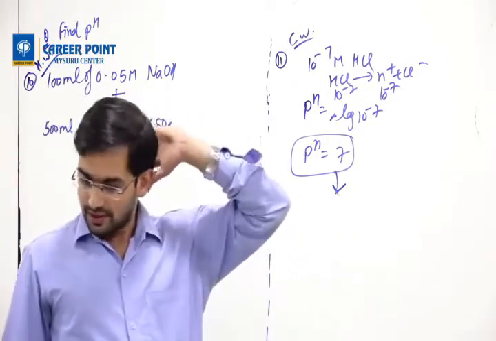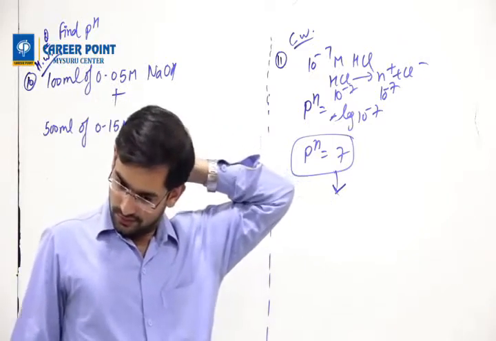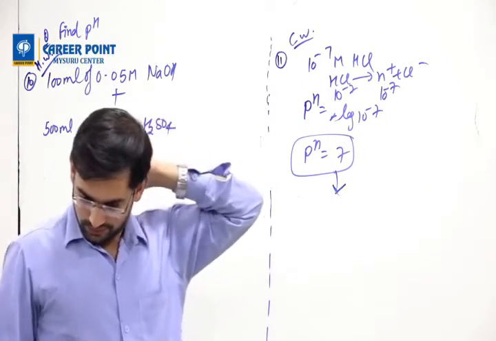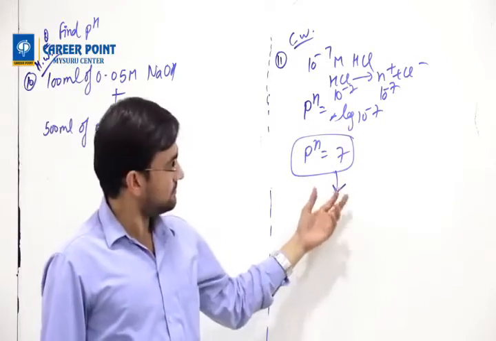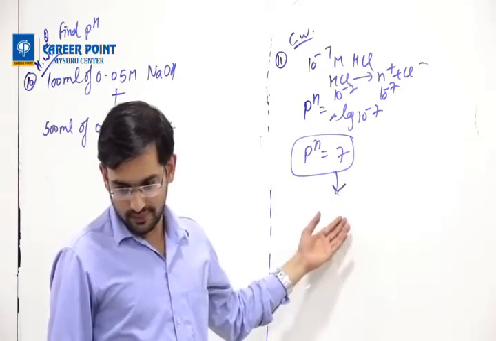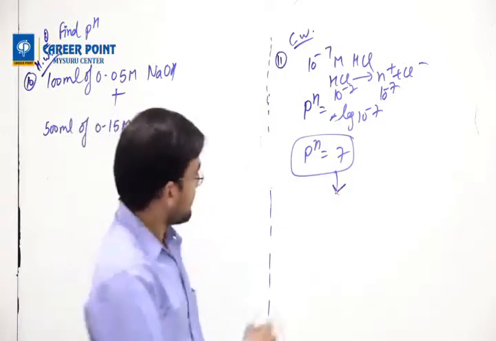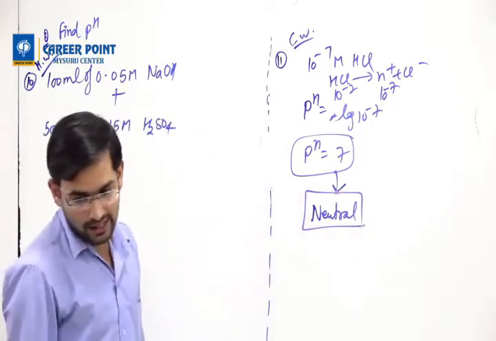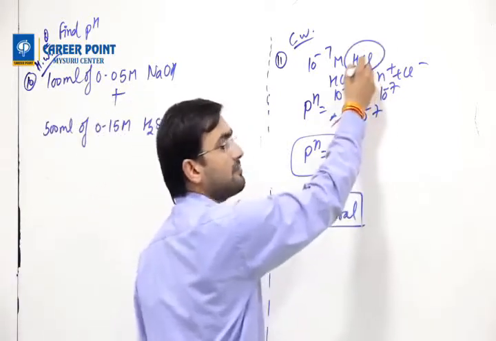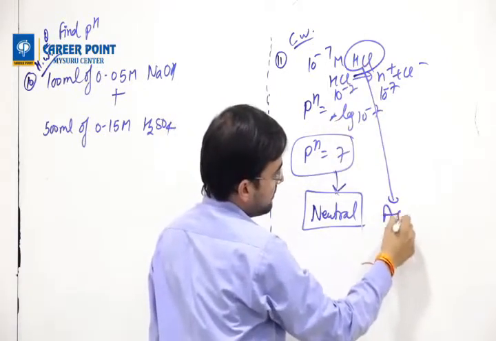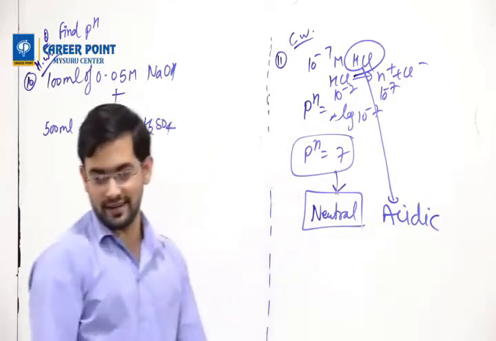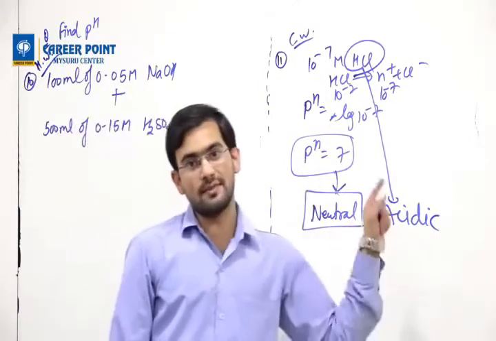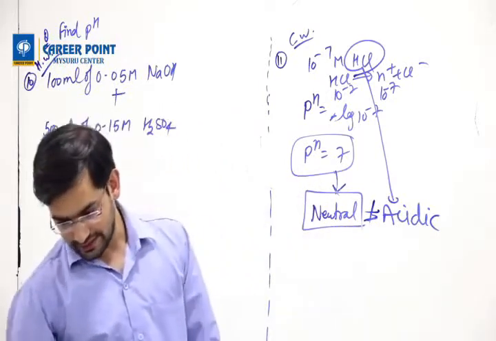Tell me in the chat box. Neutral, right? When the pH is 7, the solution is neutral. But the compound given to you is HCl, which is acidic. They are not matching. My pH is not matching my compound nature. That is the problem.